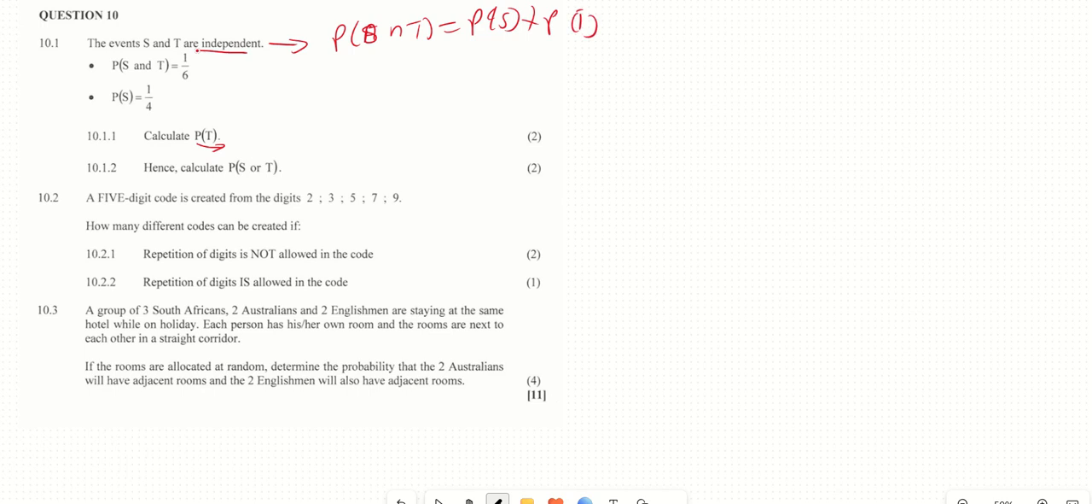So what is S and T? It's 1 over 6 is equal to 1 over 4 times probability of T. In this case, probability of T is equal to 1 over 6 divided by 1 over 4, which will give us 2 over 3.